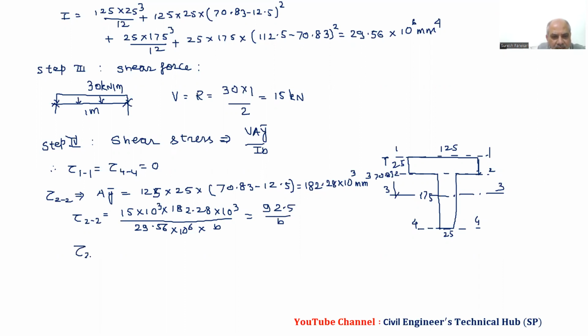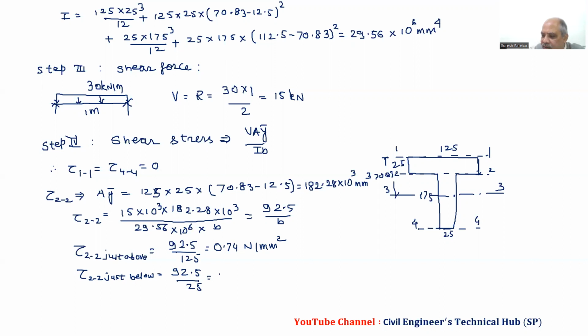Now we have tau 2 2 just above. The width above is 125. So 92.5 upon 125 gives 0.74 Newton per mm square. And tau 2 2 just below is 92.5 upon 25, and this value is equal to 3.7 Newton per mm square.